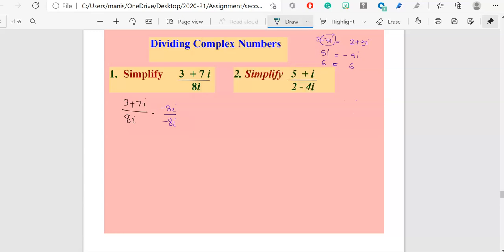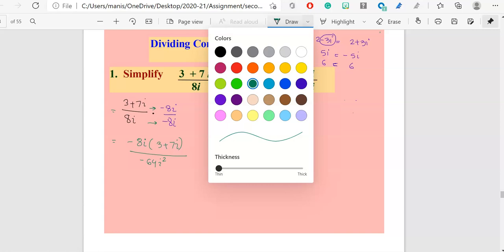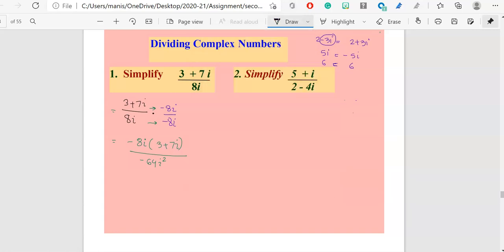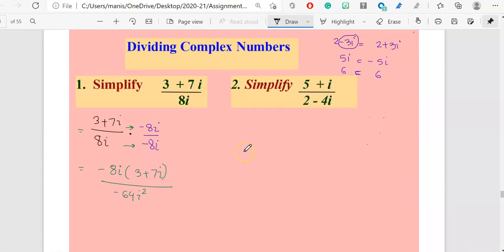Now I multiply the numerator with the numerator and the denominator with the denominator. So your next step will look like this: negative 8i times 3 plus 7i, divided by 8 times 8. There is a negative 8 and a positive 8, which gives negative 64. i times i gives i squared. Earlier we learned how to multiply two complex numbers, so I'm using the same approach here.